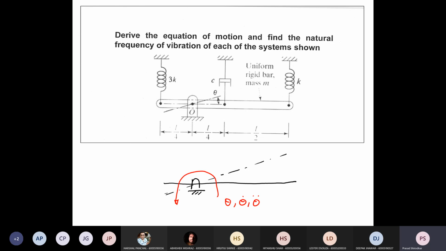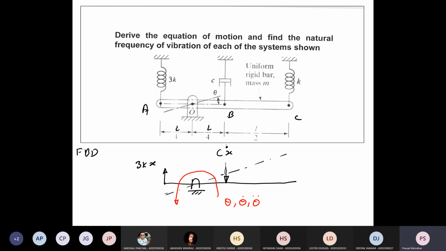So forces will be, so let's construct the free body diagram. Very important to understand the concept of free body diagram here. So this will be 3k into x. All right. And see here it is given this is L by 4 and this is also L by 4. So displacement at, let's call this as A, B and C. Displacement at A and B will be same, right? So if I just project this down, then there will be a force in the opposite direction, that is Cx dot.